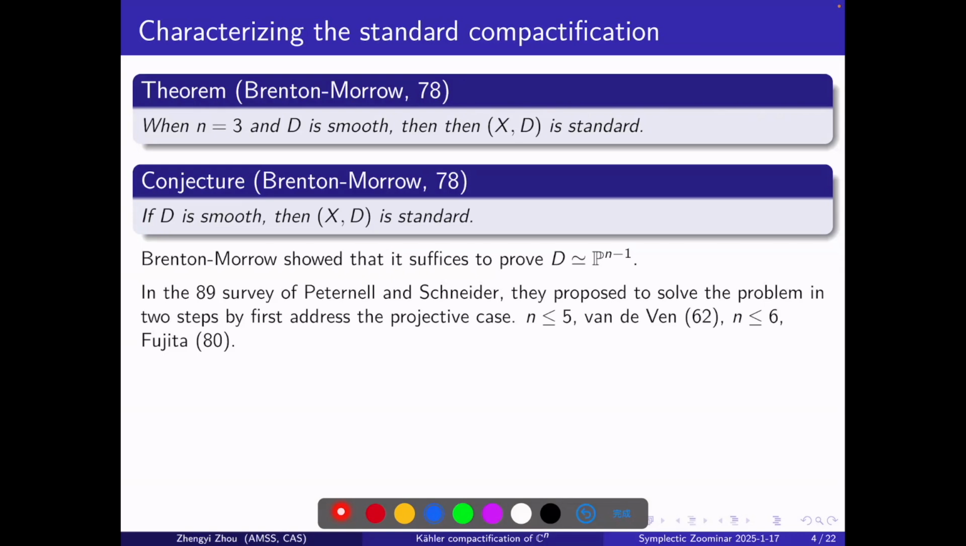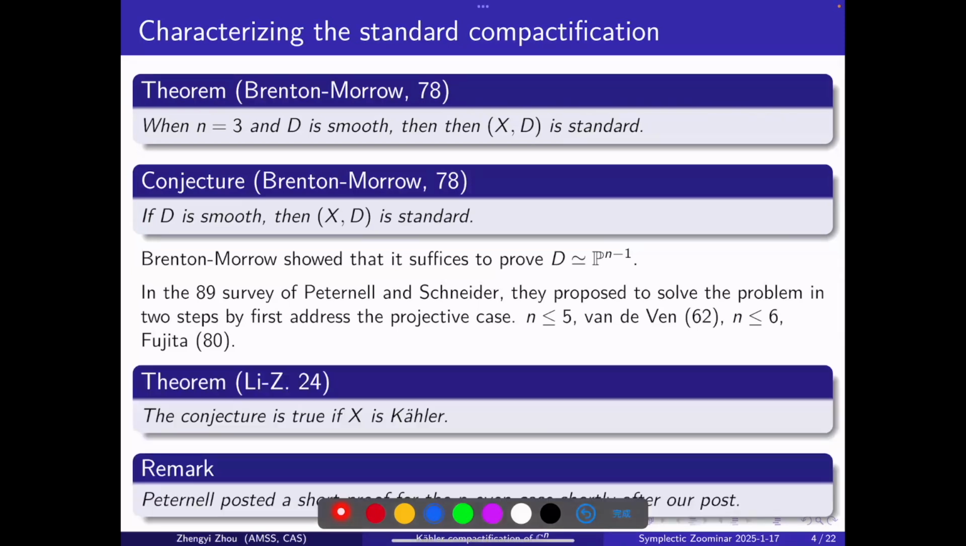So following the strategy of proving in 2 steps, the first one is the simpler one, that is you work under the additional assumption that X is projective. And our main result is that this first step is indeed true. That is, the compactification must be standard, assuming X is Kähler and D is a smooth divisor.